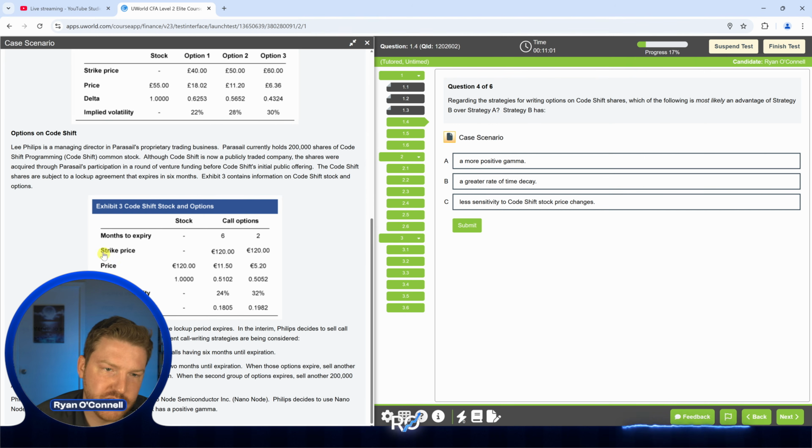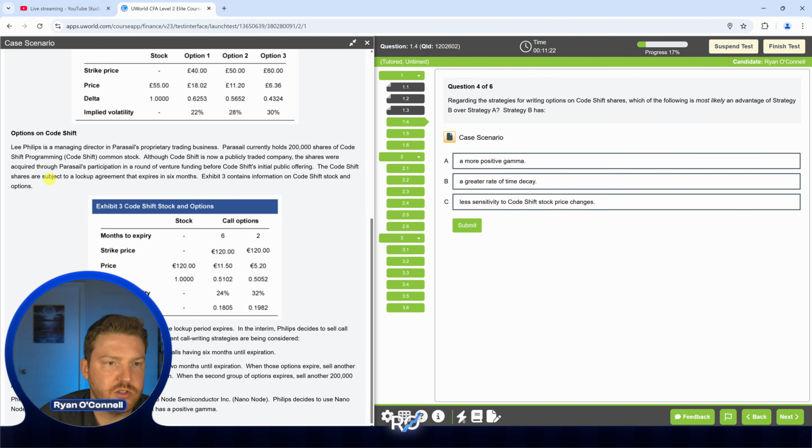I guess I can just read some of it for context. So this person works at this company. They hold 200,000 shares. They're long of the underlying stock. The shares were acquired through a round of venture funding before an IPO.